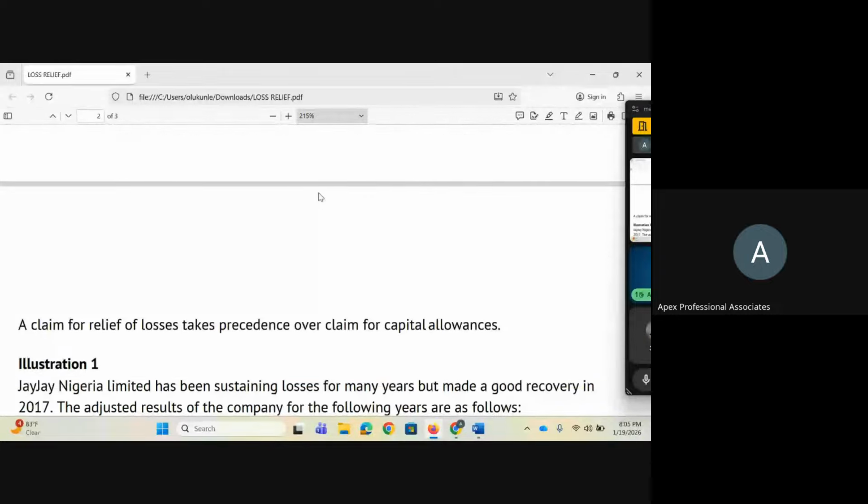And then, like I said before, you claim your relief before capital allowances. Now, do we have any questions here before we go to the illustration?